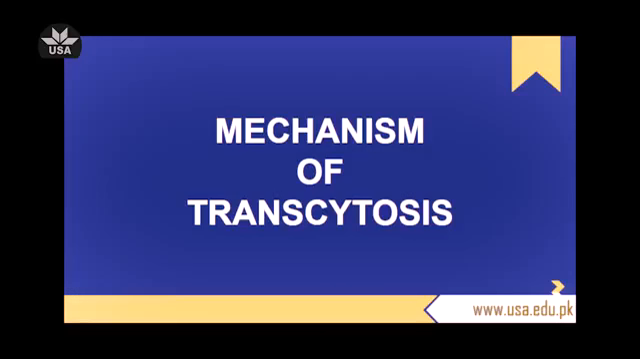Transcytosis is a transport mechanism in which an extracellular macromolecule enters through one side of the cell, migrates across the cytoplasm of the cell, and then exits through the other side of the cell. Now, the mechanism of transcytosis. The cell encloses the extracellular substances by invagination of the cell membrane to form a vesicle. Vesicles then move across the cell and are thrown out through the opposite cell membrane by means of exocytosis.